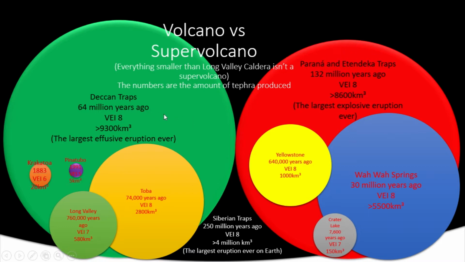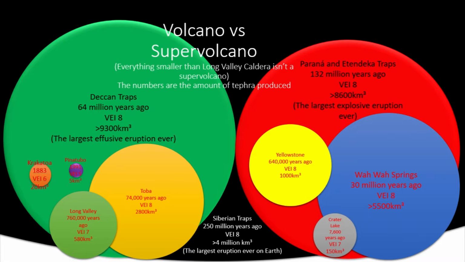Then we had the Deccan Traps, 64 million years ago, VEI 8, more than 9,300 cubic kilometers produced. The largest effusive eruption ever. Yeah, the date may be familiar. The Deccan Traps eruption helped kill off the dinosaurs.